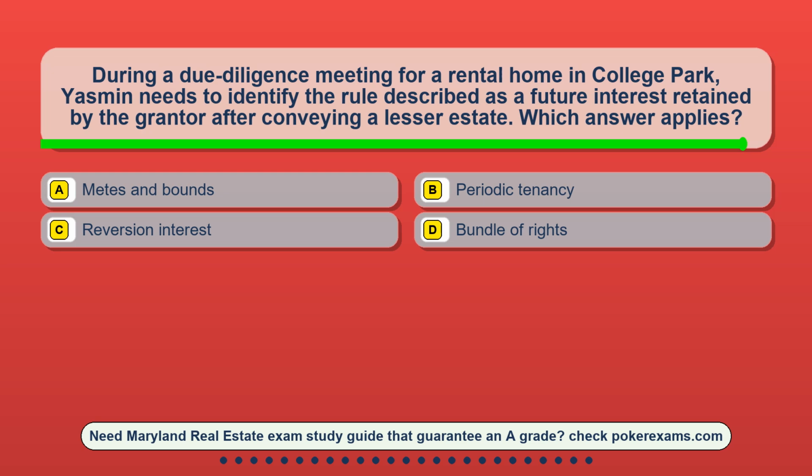Question 19. During a due diligence meeting for a rental home in College Park, Yasmin needs to identify the rule described as a future interest retained by the grantor after conveying a lesser estate. Which answer applies? Option A, metes and bounds. Option B, periodic tenancy. Option C, reversion interest. Option D, bundle of rights.